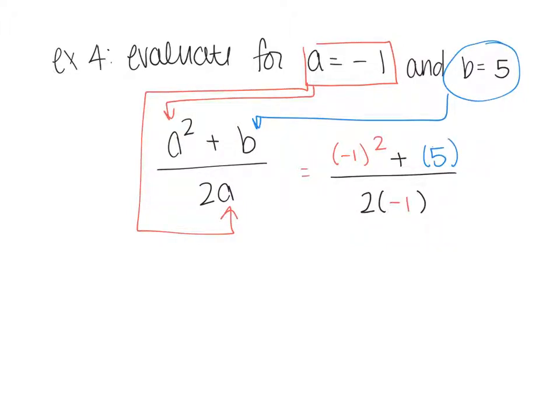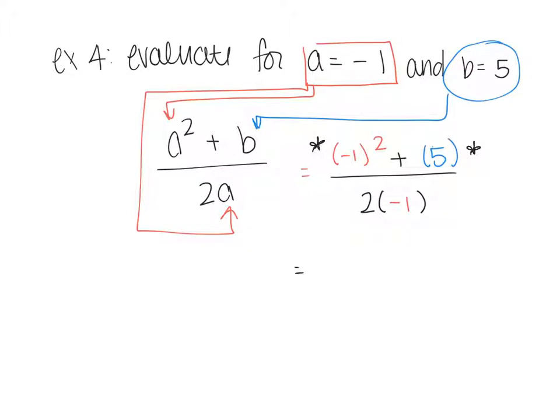Now with inserting a value into an equation, so I have a equals negative 1. When I insert negative 1, make sure you get in the habit of putting that in parentheses. Order of operations, need to do all my top, all my bottom, and then leave it as a fraction. So on top, I have negative 1 squared plus 5.